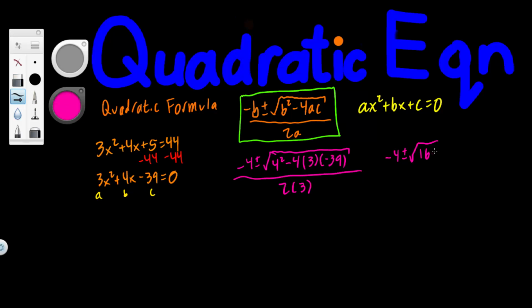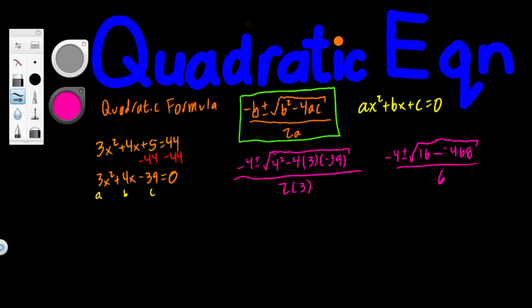So 16 minus 4ac. Let me do this again. So we've got 4 times 3 times negative 39. So we've got minus and then a negative. So we're minusing a negative, which is kind of the same as adding. What is 16 minus negative 468, which is the same as 16 plus 468?